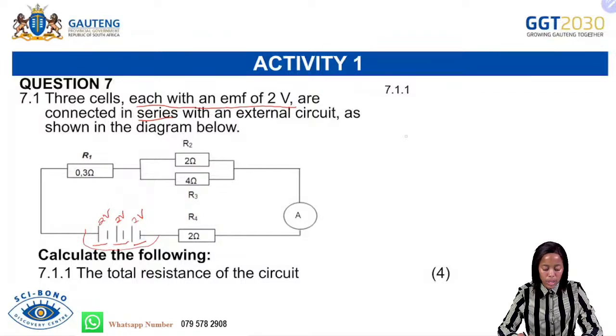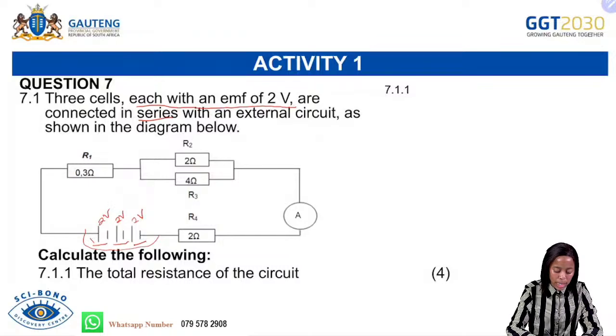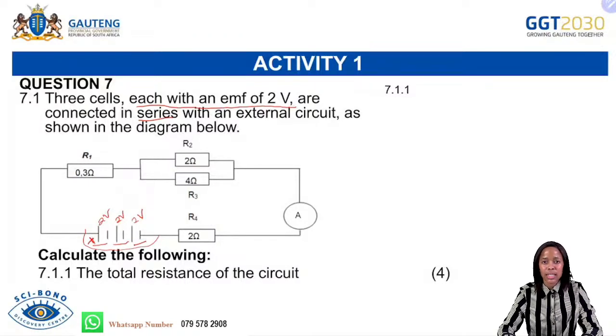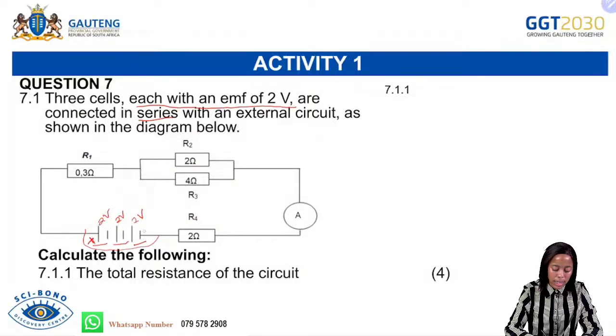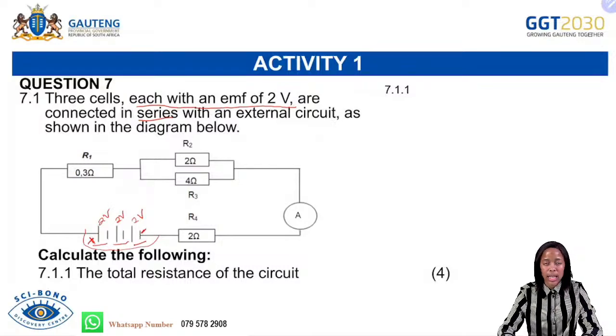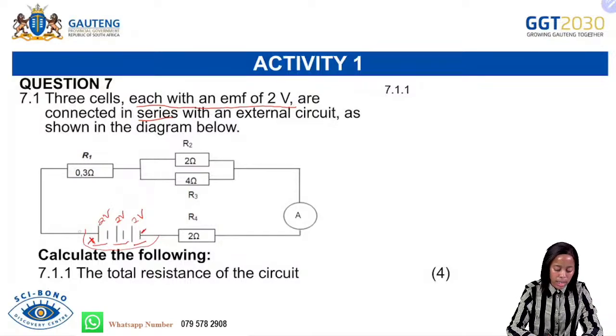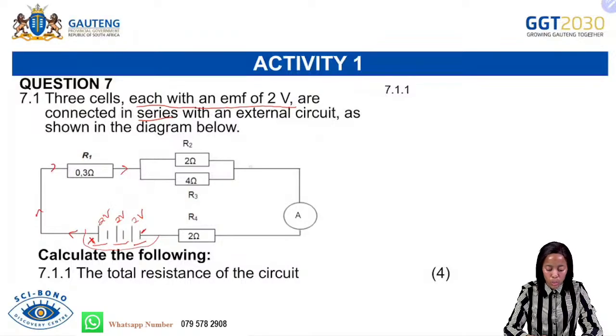So it therefore means that with this one again, we need to identify where the current is flowing. We can see that because the longer side here is the positive terminal and the shorter one is the negative terminal, it therefore means that the current will be flowing in this direction.